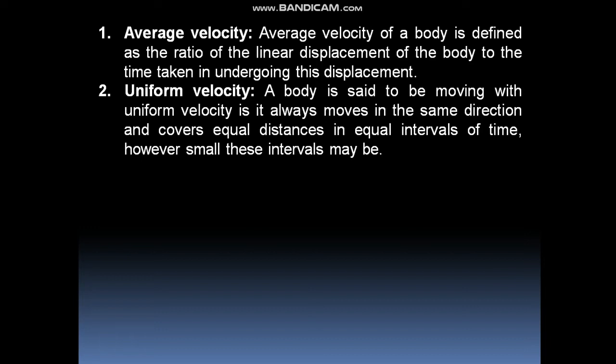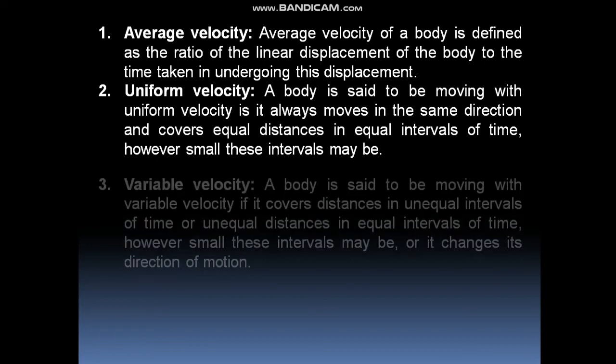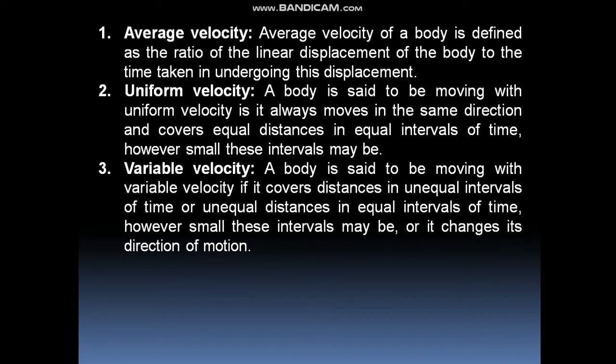Now, see, velocity has two things, a magnitude as well as direction. So, when you talk about uniform velocity, we need to very clearly understand that both things have to be the same, the direction as well as the magnitude. So, a body is said to be moving with uniform velocity if it always moves in the same direction and covers equal distances in equal intervals of time, however small these intervals may be.